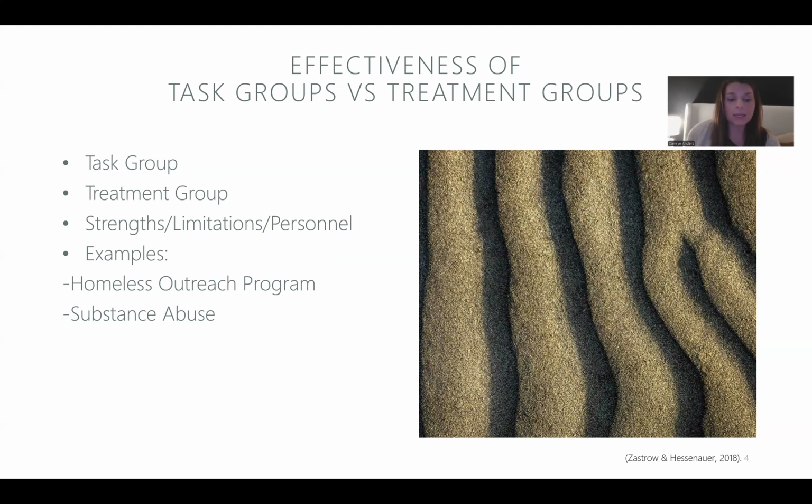Whereas a treatment group is aimed towards serving individuals with severe emotional, behavioral, and or personal problems. So a social worker's role in this would be to lead the group and to be backed by that education and that training to have those leadership skills to manage those different personalities within the group.